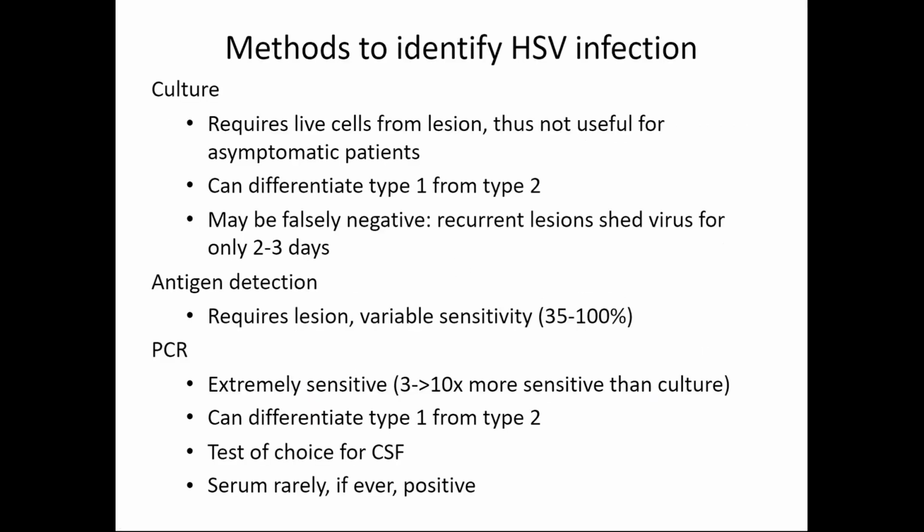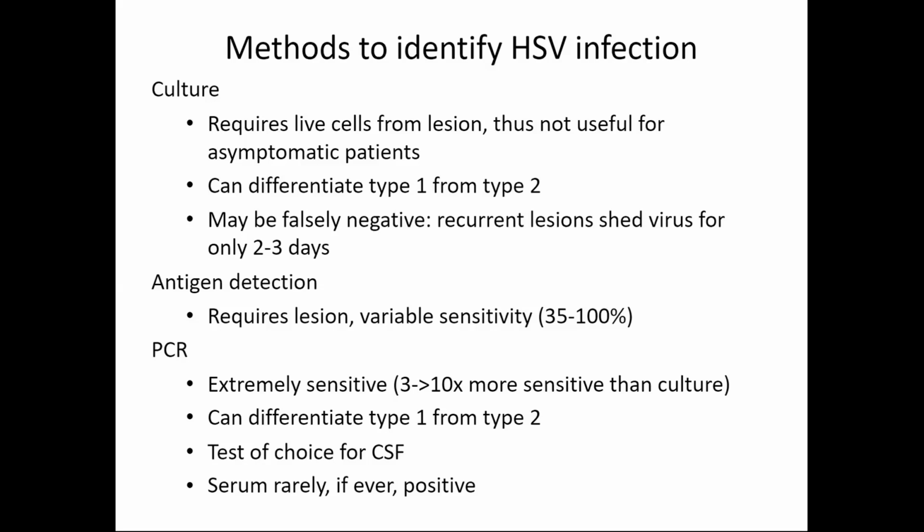So how do we identify HSV? The old gold standard is culture. This requires live cells from a lesion, and thus it isn't useful for identifying asymptomatic patients. Culture can differentiate between type 1 and type 2, but it may be falsely negative, particularly in recurrent infections, because these lesions shed virus for only a few days.